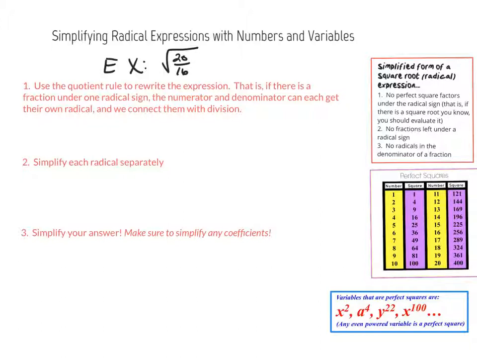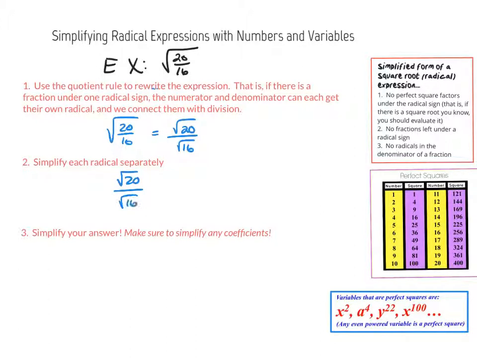So here's our first example problem that we can apply the quotient rule to. Let's say we're trying to simplify the square root of 20 over 16. The first method that we could use when we're working with the quotient rule is to simply rewrite the expression first. In other words, if two numbers are being divided under one square root, we can split them and have the numerator take its own square root and the denominator get its own square root. So what we can do is just simplify them separately.